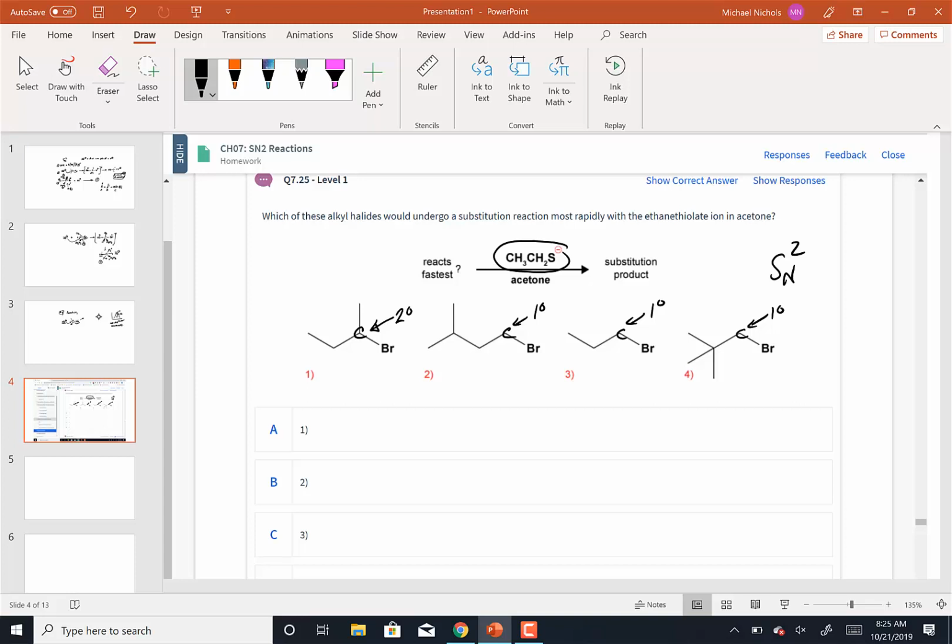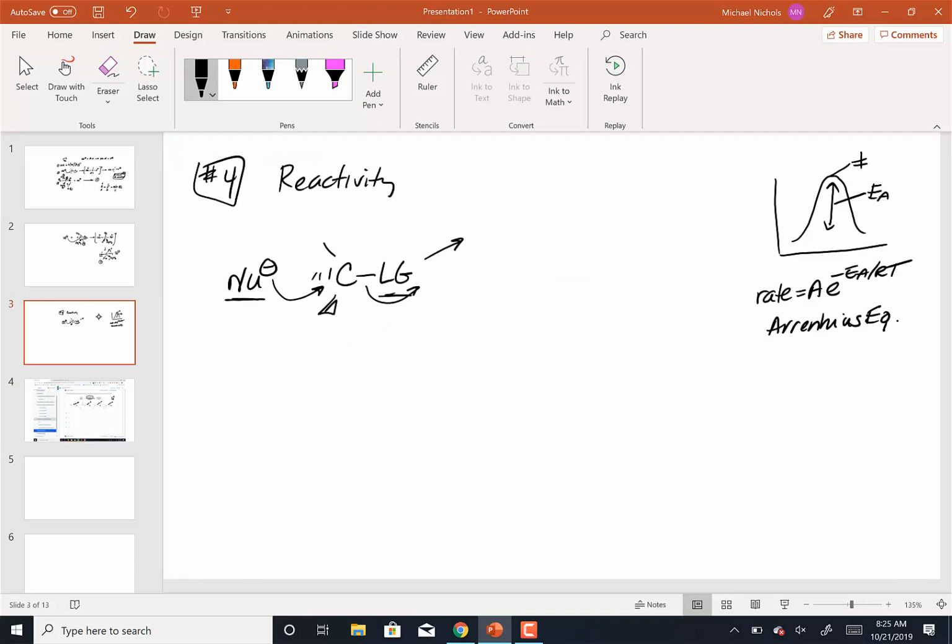But ultimately, it doesn't matter, because now with the alkyl halide, what's going to make the alkyl halide react faster, or better yet, what is going to make the alkyl halide react slower? Is there an alkyl halide that does not undergo Sn2? Which one? Tertiary. So a tertiary halide will not undergo Sn2. So that's a carbon with 3 other carbons attached to it. Why does it not undergo Sn2?